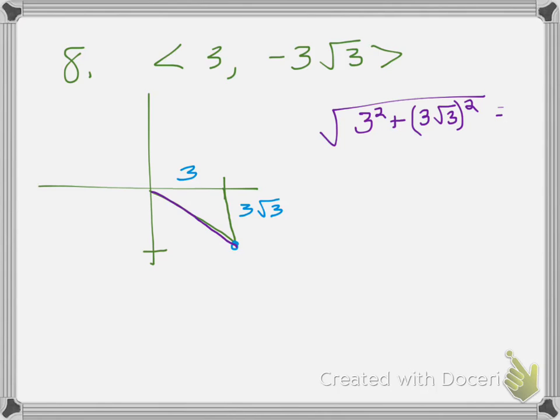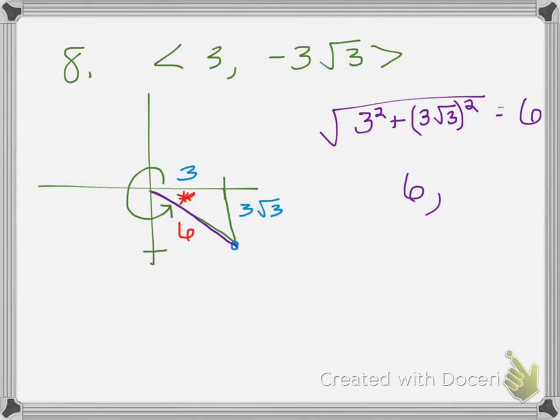That would be 9 plus 27, which is square root of 36, so it's 6. So my magnitude is 6. My direction is going to be from the x-axis, that big green angle, but I'm going to look for this angle here.